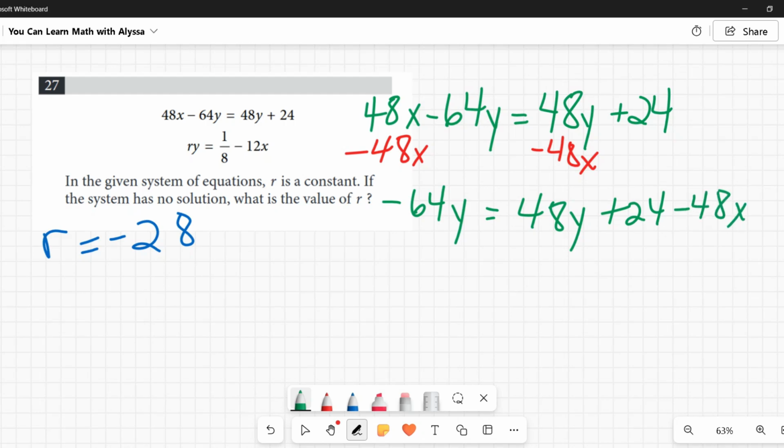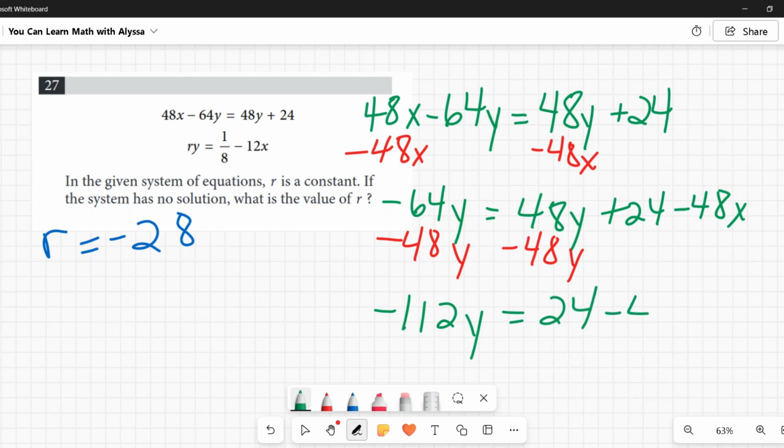And then I want to get the y's over to the left, so I'm going to subtract that 48y, so it'll cancel on the right. I have to do that to both sides. Then, like before, I get negative 112y equals, the y's cancel out, 24 minus 48x. And here's when I look at it and go, this is looking kind of similar to that.